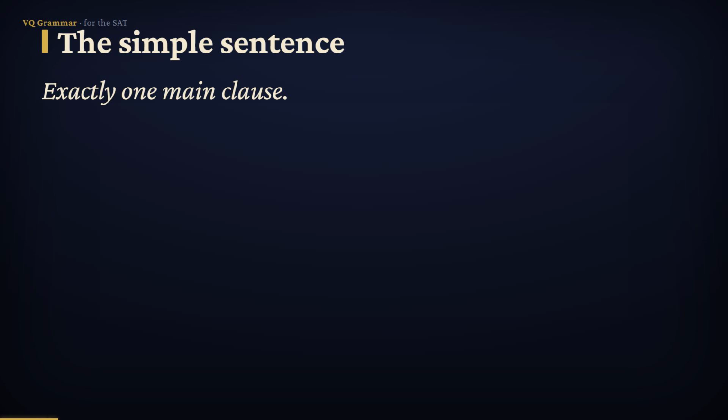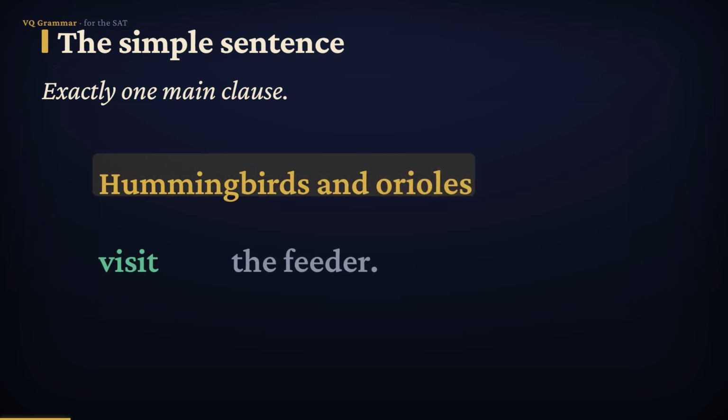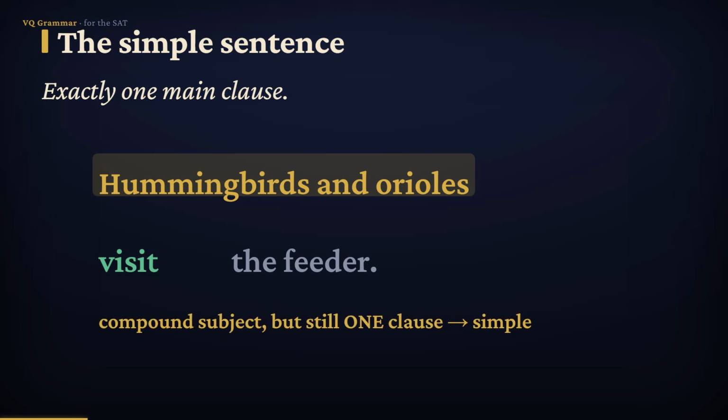Now here's a subtlety. The subject or the predicate can be compound, and it's still simple. Hummingbirds and orioles visit the feeder. That's a compound subject, two birds, but there's only one verb, visit, and one clause. So even with doubling, if there's just one subject-predicate set, it's a simple sentence.